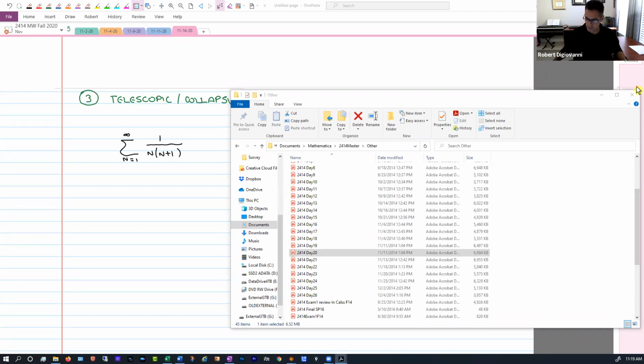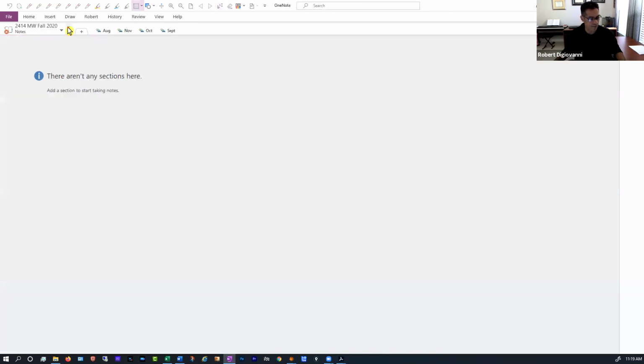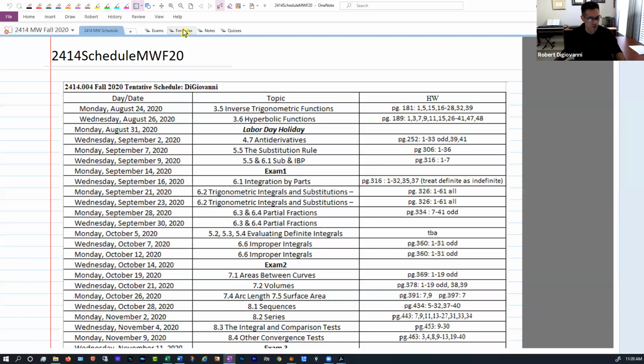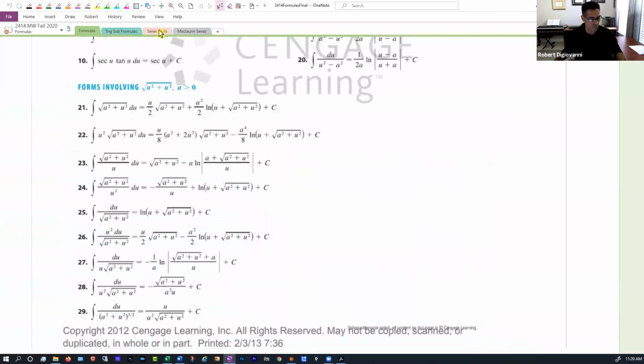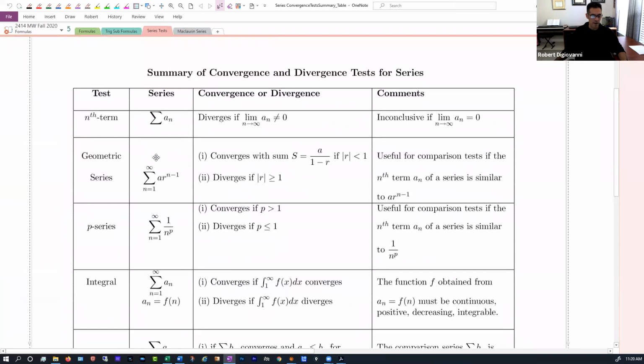So here it is. Let's just do the first thing. Is this geometric? Or you know what? Maybe we should run through our tests. What tests do we have? We talked about this sheet last time, didn't we? A little bit. Okay, we have on the sheet geometric series. We have the whole process here.